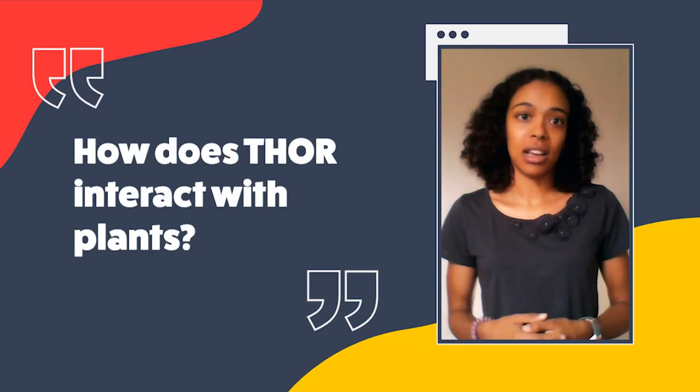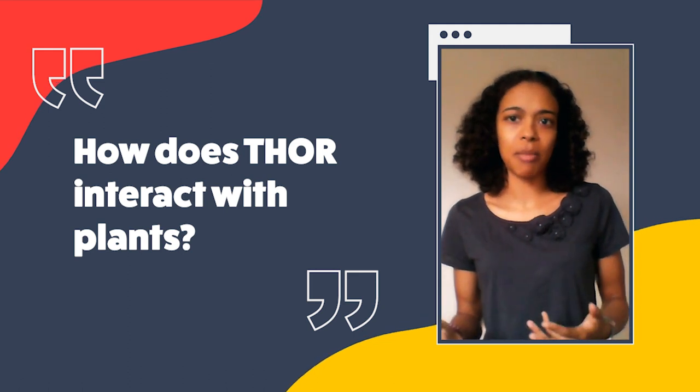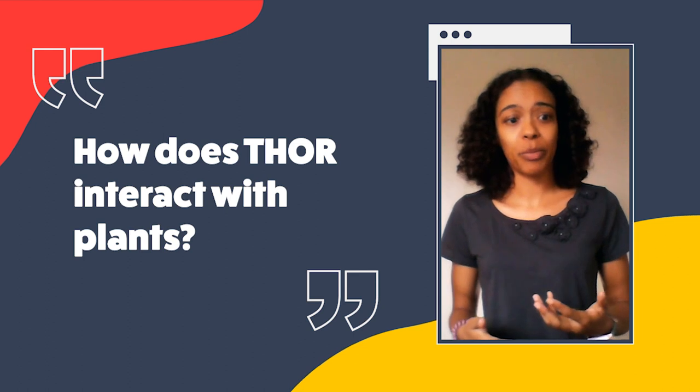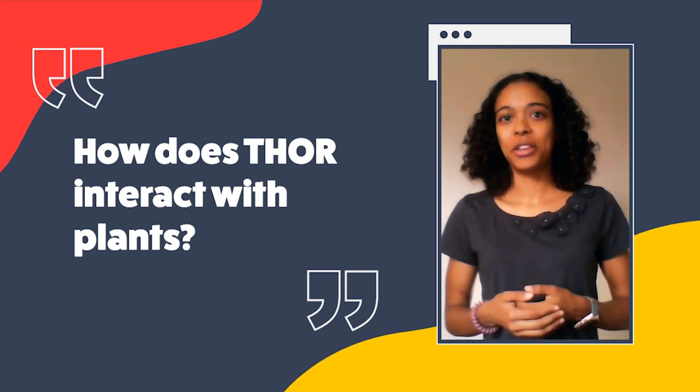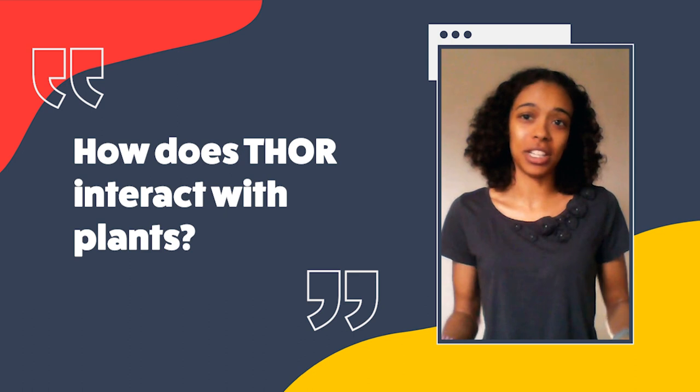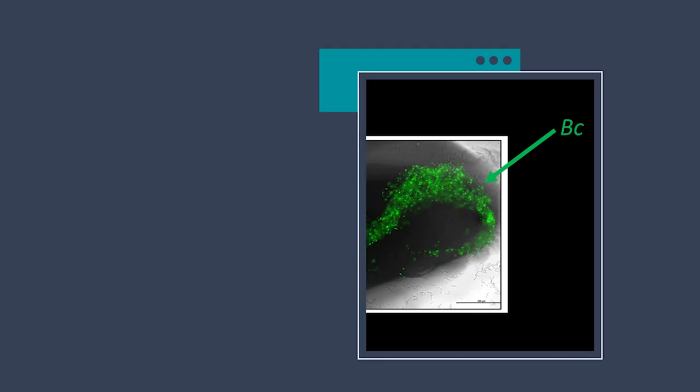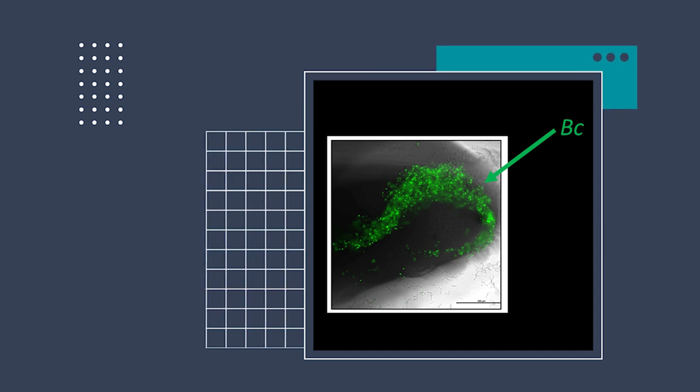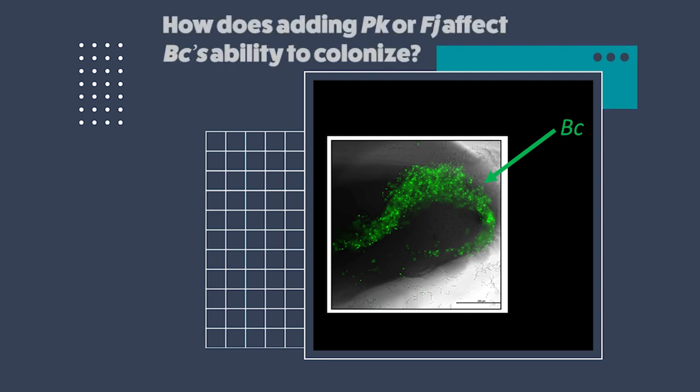So what we're interested in studying next is how does this model system actually interact with plants? Because if you remember, the rhizosphere is the plant root microbiome. So of course, we don't want to just understand how the bacteria interact with each other. We want to know how they actually interact with the plants. So in this image, we can see a plant root tip that is being colonized by BC, which is shown in green. So examples of questions that we might ask next are, how does adding PK or FJ affect BC's ability to colonize a plant root? Does it change the way in which BC colonizes plant roots? Does it change the way in which BC affects the plant growth, etc.?